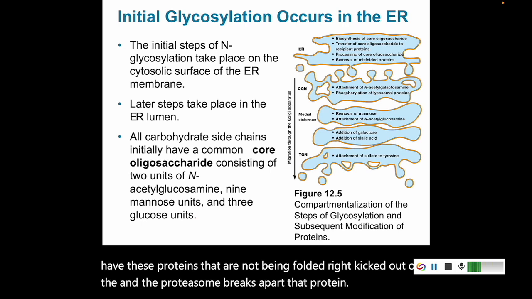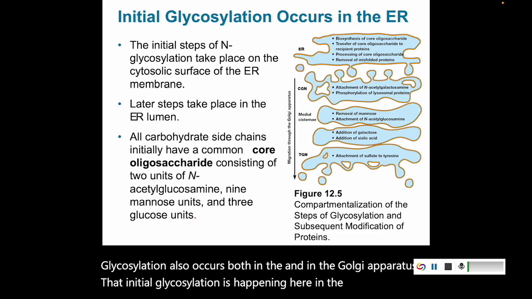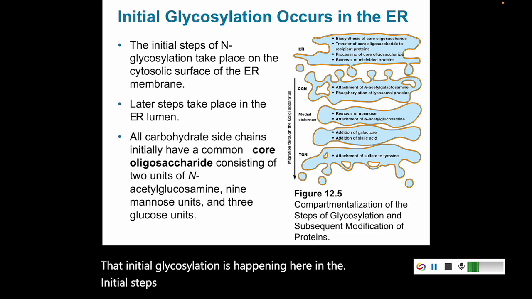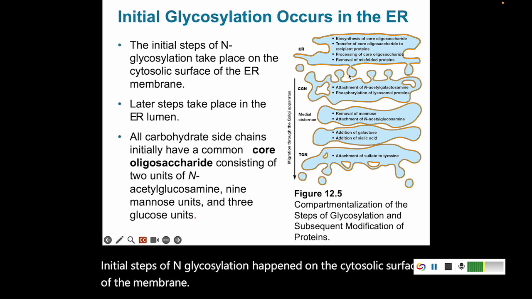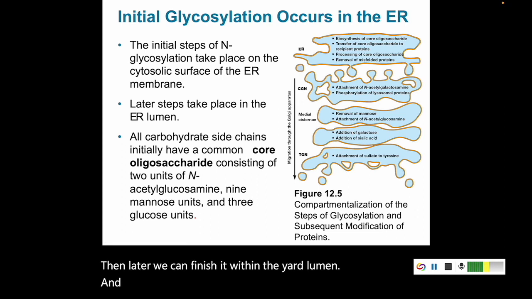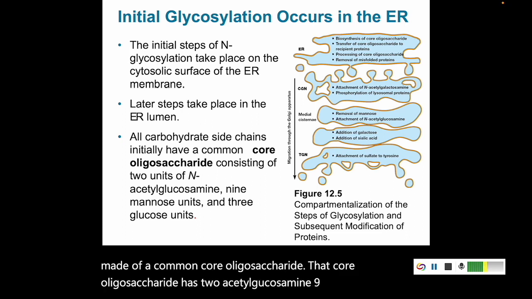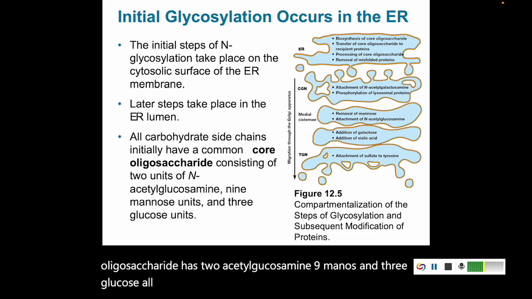Glycosylation also occurs both in the ER and in the Golgi apparatus. That initial glycosylation is happening here in the ER. Initial steps of glycosylation happen on the cytosolic surface of the ER membrane. Then later we can finish it within the ER lumen. And all of those carbohydrate side chains initially are going to be made of a common core oligosaccharide. That core oligosaccharide has 2 N-acetylglucosamine, 9 mannose, and 3 glucose. That's that initial sugar that is added to the proteins.